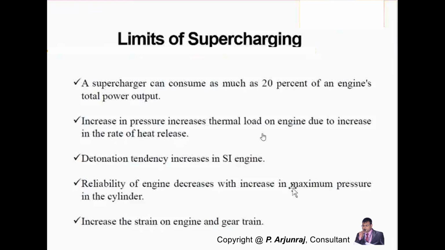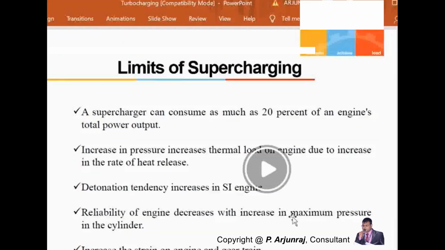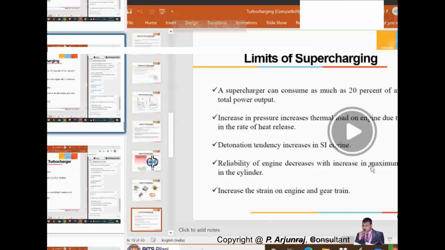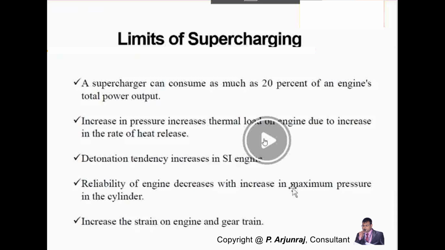And for the case type of the turbocharger, we are going with the CA engine. Normally the knocking effect will be there in the case of the same. And this supercharger will also increase the load on the engine. I told you, because of the thermal load, it will also increase strain.